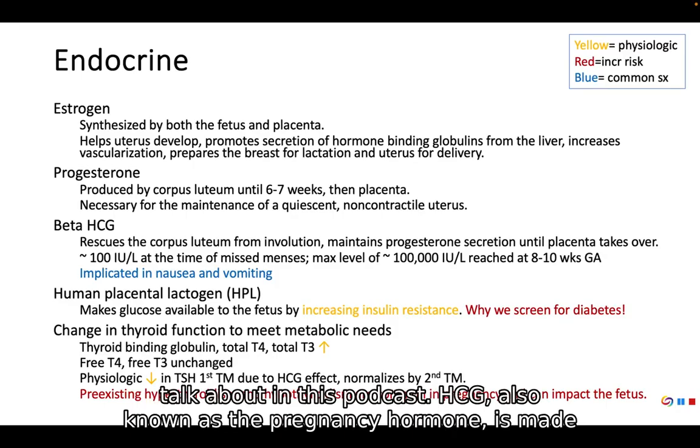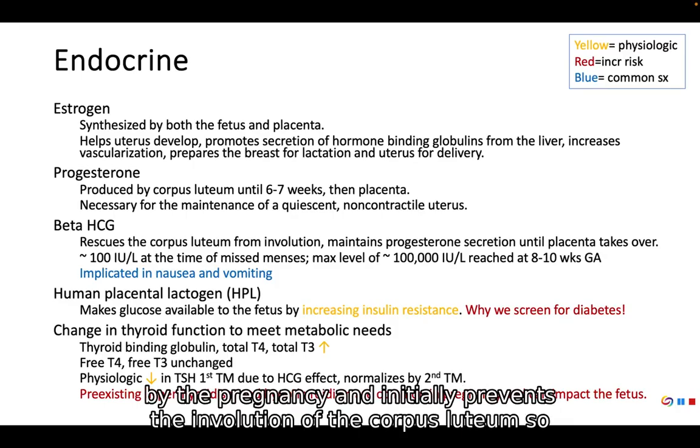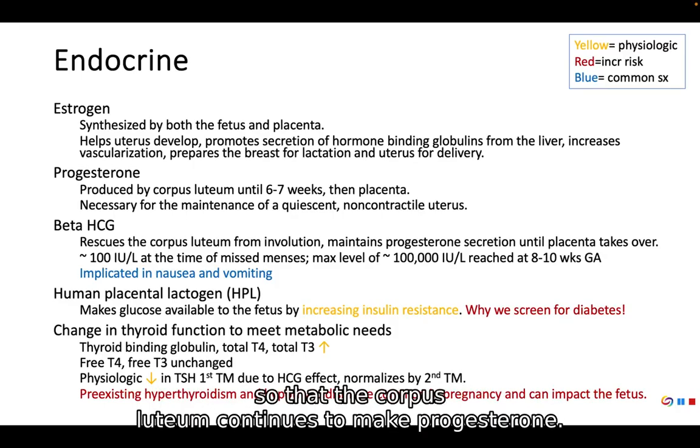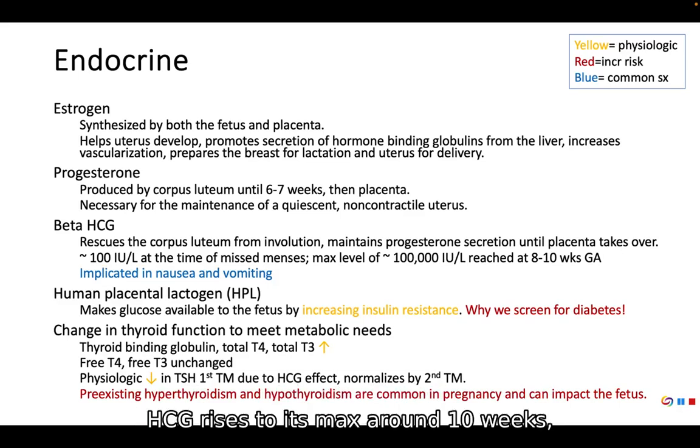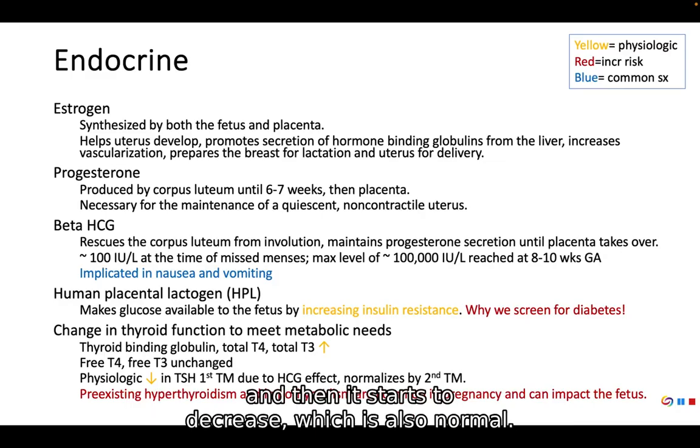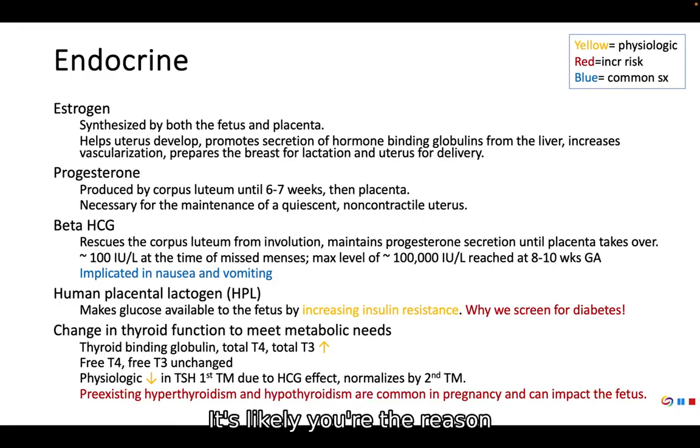HCG, also known as the pregnancy hormone, is made by the pregnancy and initially prevents the involution of the corpus luteum so that the corpus luteum continues to make progesterone. HCG rises to its max around 10 weeks and then it starts to decrease, which is also normal. It's likely the reason for nausea and vomiting in pregnancy.